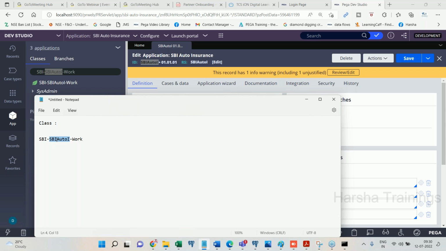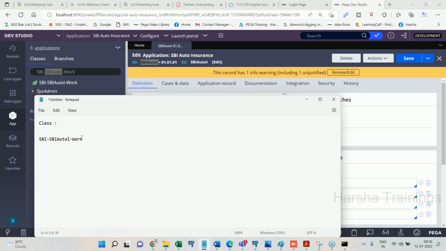Why do you call it the application class? Its name is matching with the application name. That's it. You call it the organization class. Why? Its name is matching with the organization name. Organization class, application class. You call this the case type class, but this terminology is not required now. I'll tell you later. You call it the case layer. I'll tell you later. Case layer, not case type. But organization, division, and unit, right?